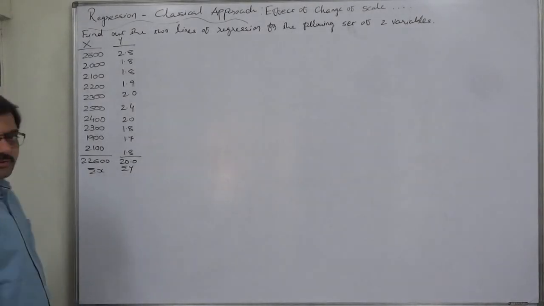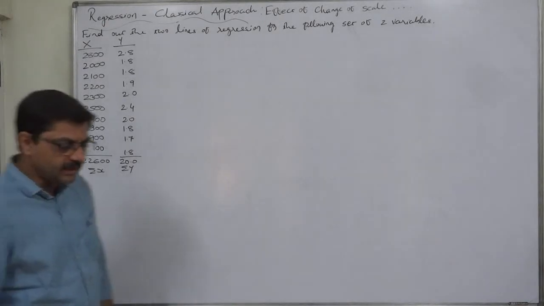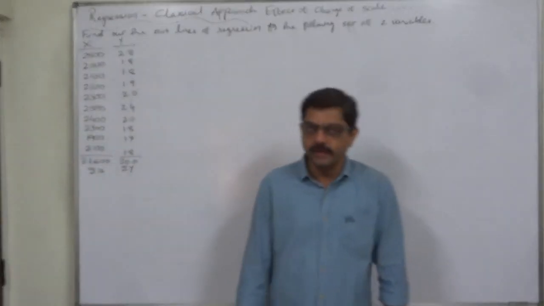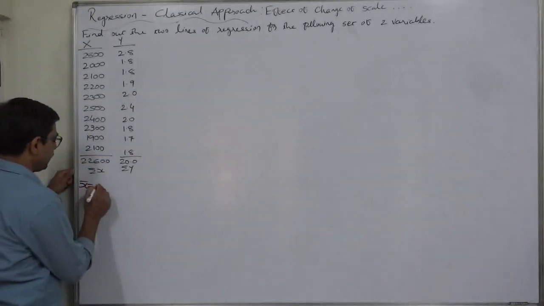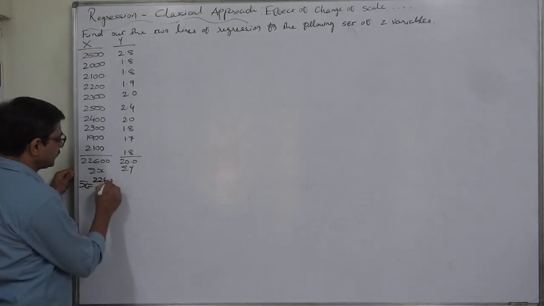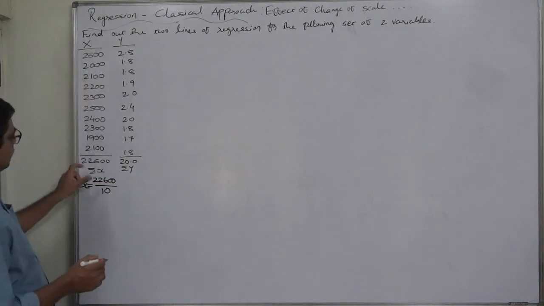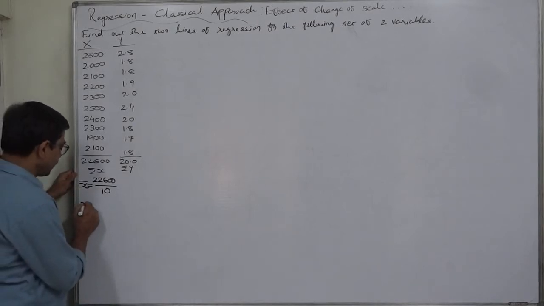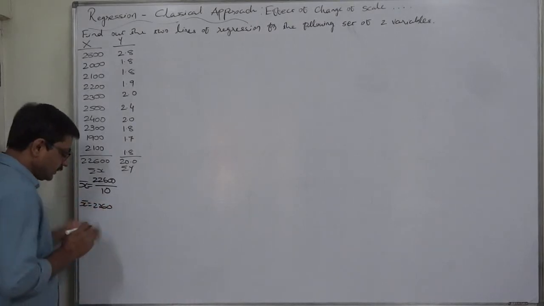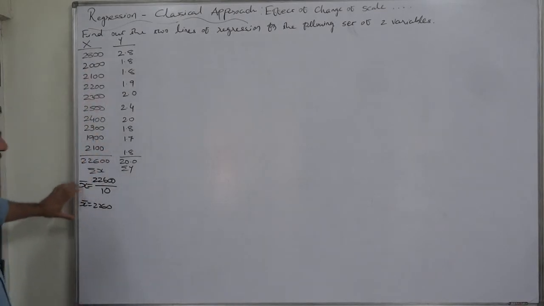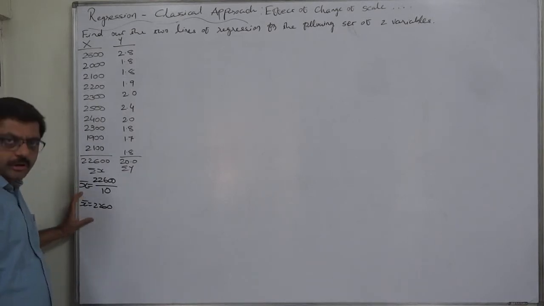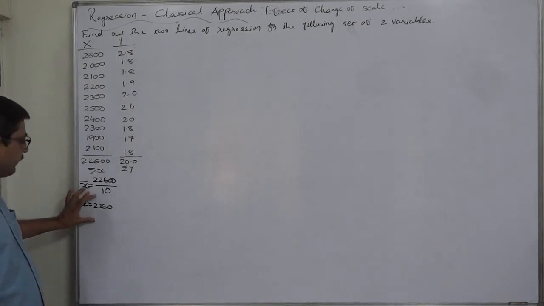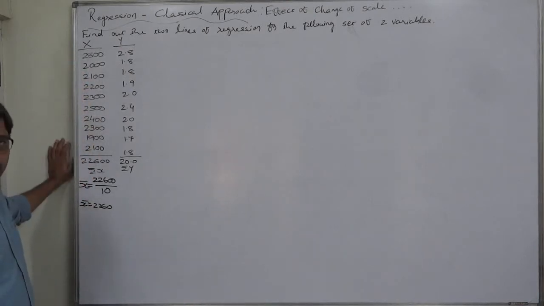Let us calculate first of all the mean. If we can take the assumed mean equivalent to the actual mean, that will be very nice. In case of x, sigma x is 22,600 divided by 10, because the summation is 22,600 and n is 10. So x bar comes to 2,260. See, all the values are in hundreds, but the mean is in tens. So it is not advisable to take the assumed mean exactly equal to the actual mean. So we have to take any value in hundreds, that is advisable.